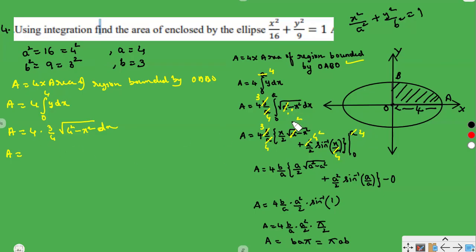So write as it is, same thing, we are putting the same step here. But instead of a b, put 3 in place of b, 4 in place of a. x by 2 root of 4 square minus x square plus 4 square by 2 sin inverse x by 4, 0 to 4. The rest I will do the same way, watch.